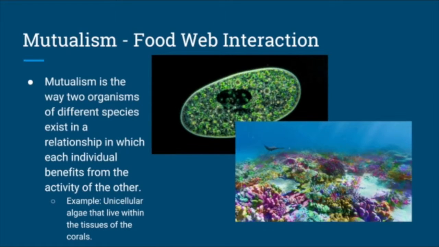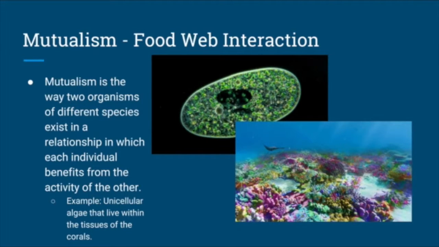Different types of relationships like these are seen within the food web. The first is mutualism. Mutualism is the way two organisms of different species exist in a relationship in which each individual benefits from the activity of the other.